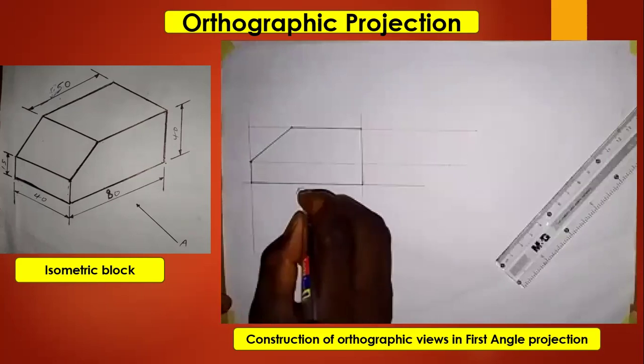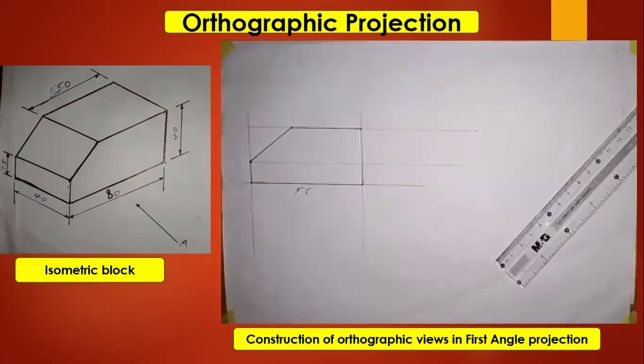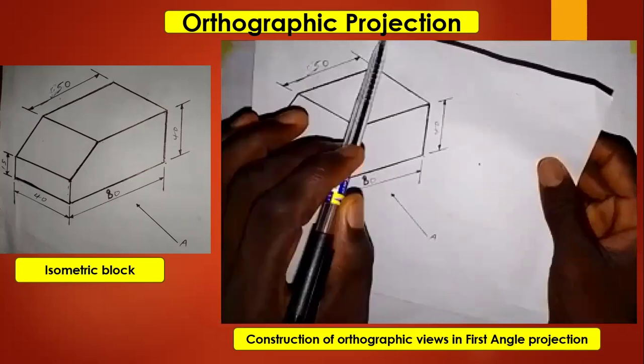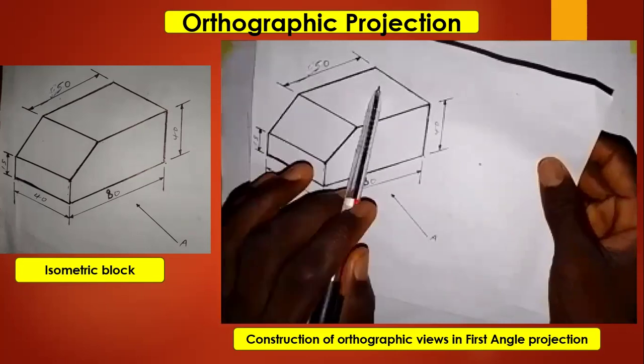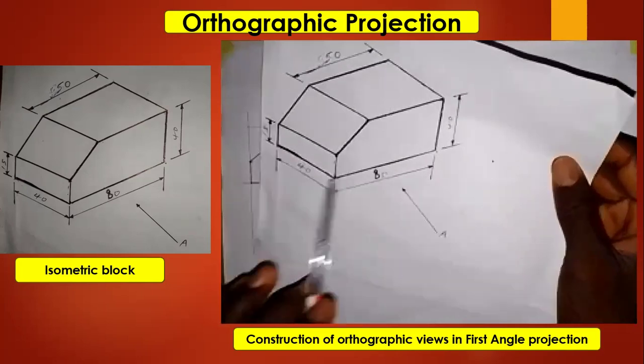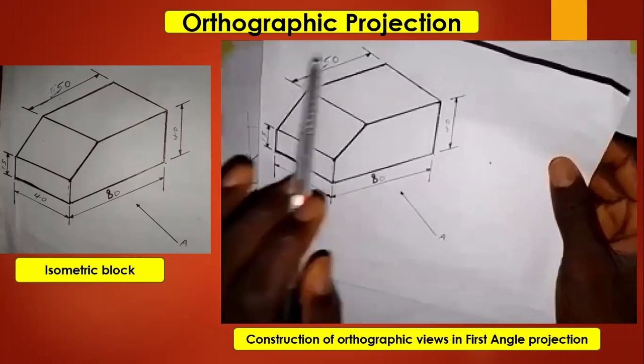All right, so now let's go and produce the shape of the top view or the plan. So let's look at the object itself. So for the top view, we are looking at the object down like this. So we see this rectangle and also we see this rectangle. So these two rectangles give us the top view or the plan of this object.